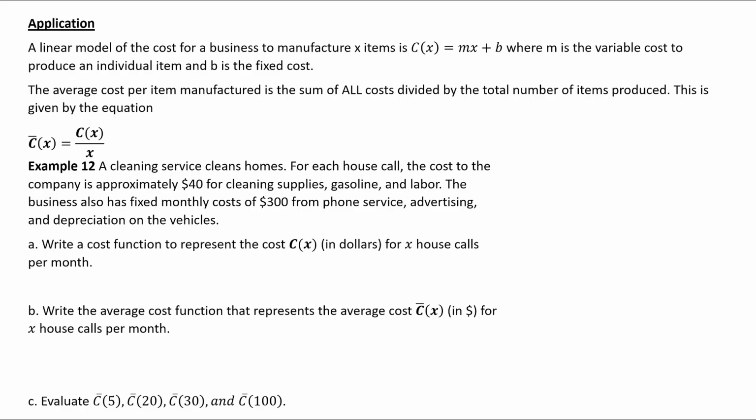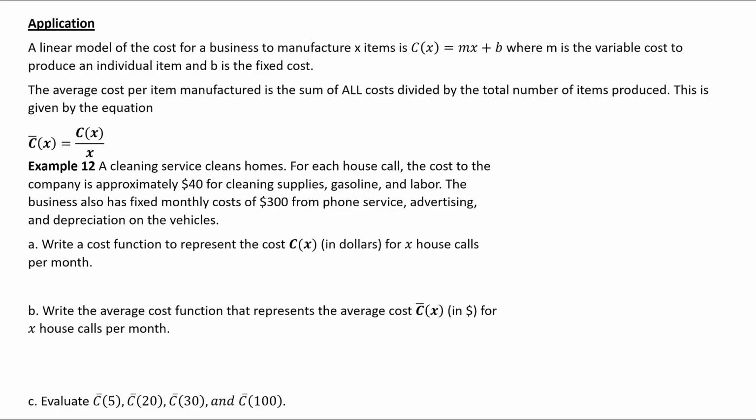It's the same. So now they're talking about the average cost per item manufactured. So how much is it costing you per item to make if you include all the costs that are happening? So the fixed cost, the variable cost, everything. You would look at that whole cost function, whatever that is, C of x, and you would divide it by the number of items you made, which would be x. So let's look at this example.